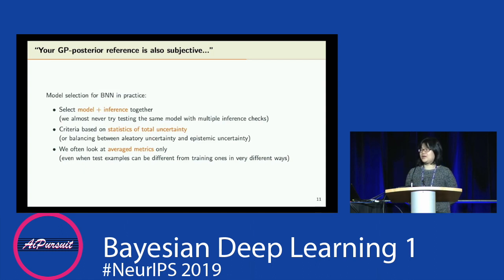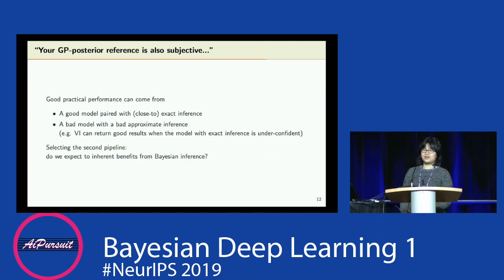So let me tell you what is happening now in practice for Bayesian neural network selection. First, because with Bayesian neural networks we need to do approximation, in practice we actually select the model and inference together. And interestingly, we never try different inference techniques; we try only once, and then determine whether our model plus inference is good or bad. Second, the way we select different Bayesian neural networks is based on the statistics of total uncertainty, or some kind of balance between aleatoric uncertainty and epistemic uncertainty. And the third thing, which I admit I also did before, is that we only look at average metrics for those uncertainty values. So we ignore the fact that some test examples can be different from training ones in very different ways. So we don't only get an average answer and just ignore this part.